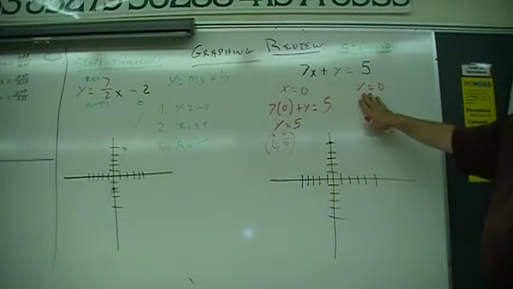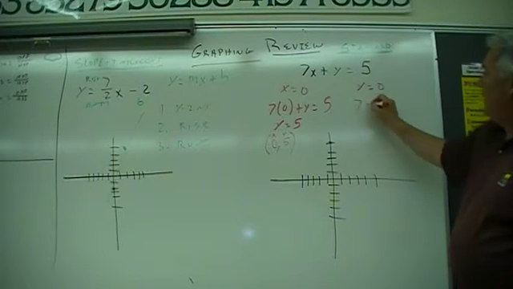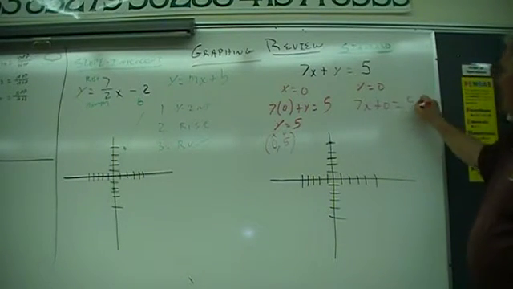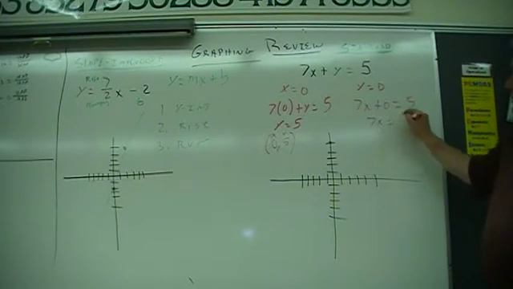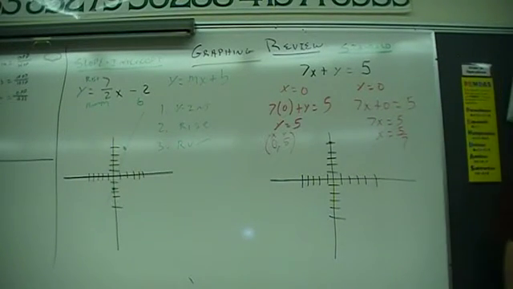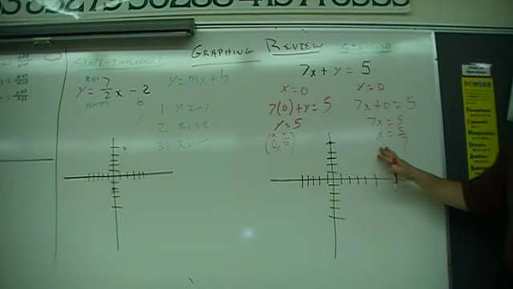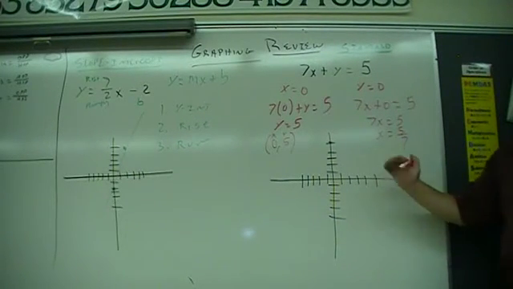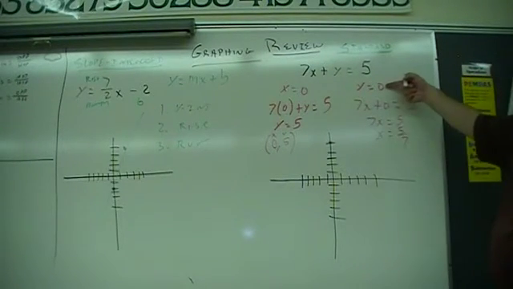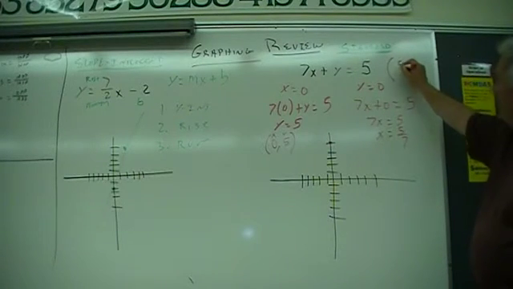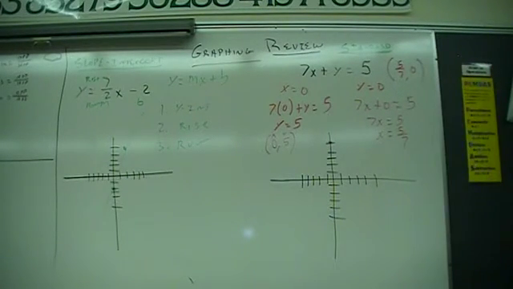So what do we do if y is equal to 0? 7x plus 0 equals 5. 7x equals 5. X equals 5/7. Divide both sides. Don't get intimidated if you see a fraction. Some of you like to get intimidated. You see a fraction, you're immediately unsure what to do. So if y is 0 and x is 5/7, there is our point. There's our x, there's our y. Y was 0, x is 5/7.